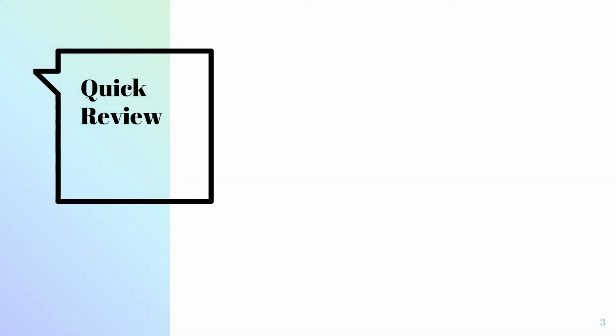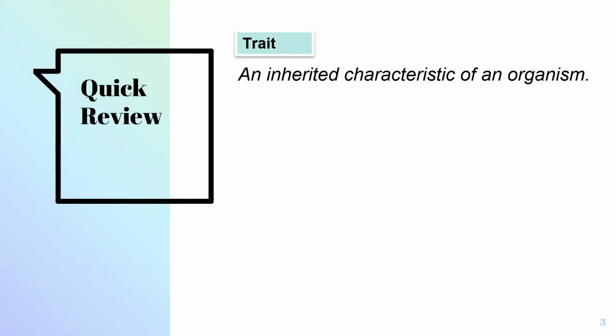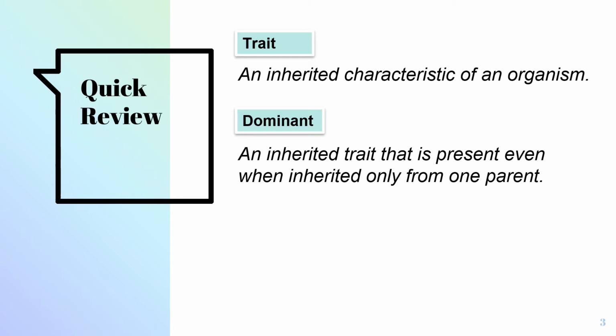Let us also have the following terms. First one, we have the trait, an inherited characteristic of an organism. The trait could either be dominant or recessive. When we speak of dominant trait, it is an inherited trait that is present even when inherited only from one parent.